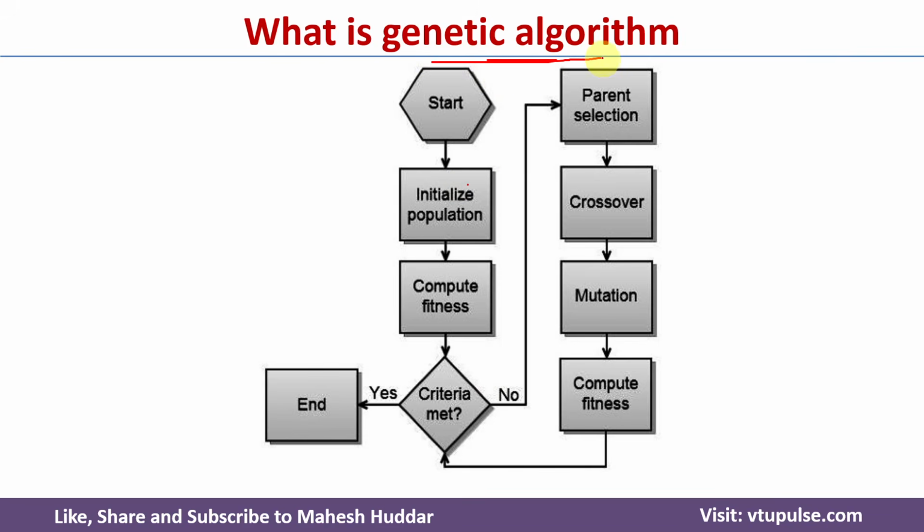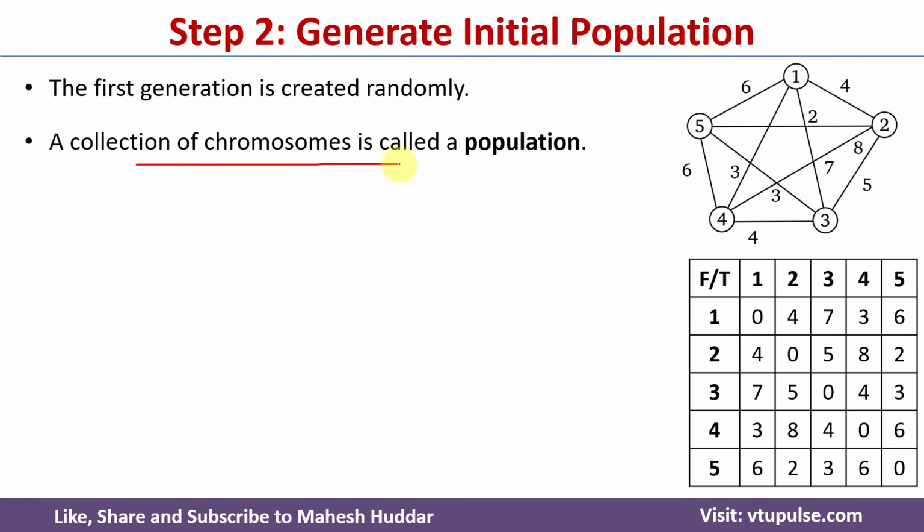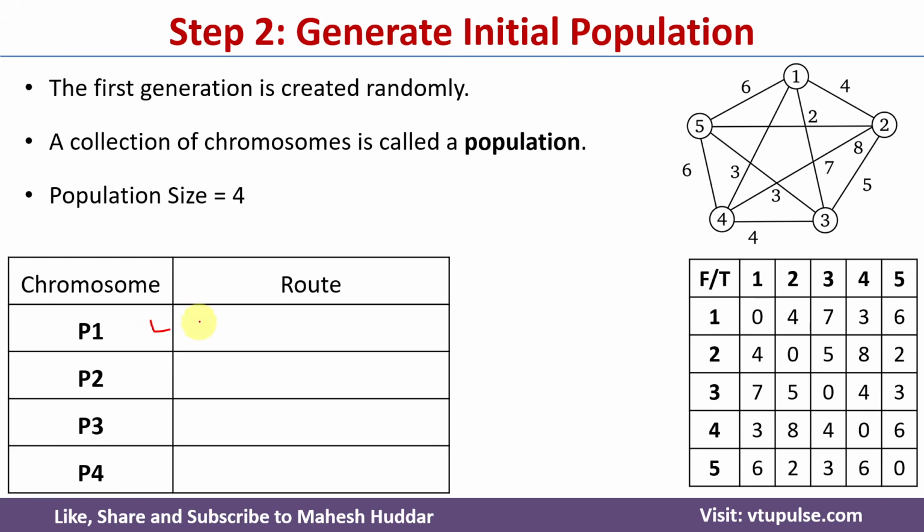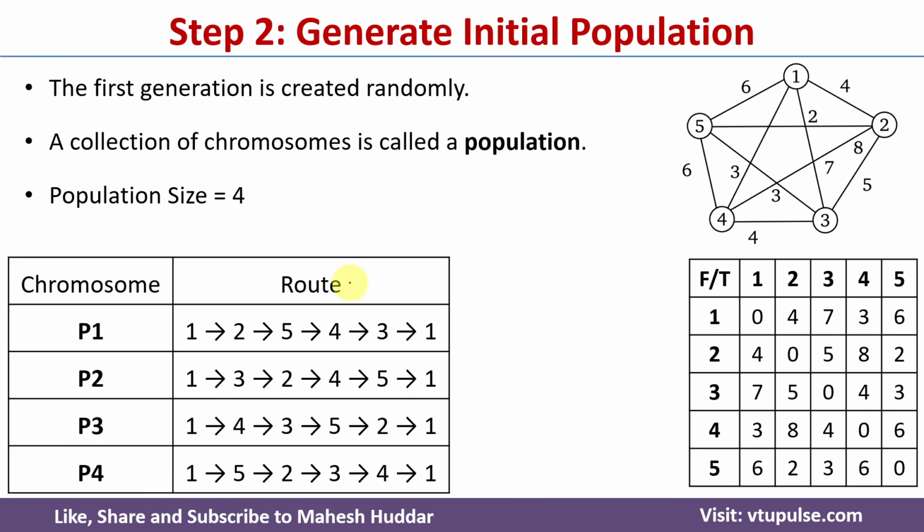The next step in the genetic algorithm is to generate the initial population. A population is simply a collection of chromosomes. In this example, let us assume the population size is 4. In a genetic algorithm, the initial population is usually selected randomly. Therefore, we randomly generate 4 valid routes that satisfy the constraints of the TSP. So the generated chromosomes are P1, P2, P3, P4 with respect to these routes. Here we can notice that each route visits every city exactly once. These chromosomes represent the first generation of candidate solutions.